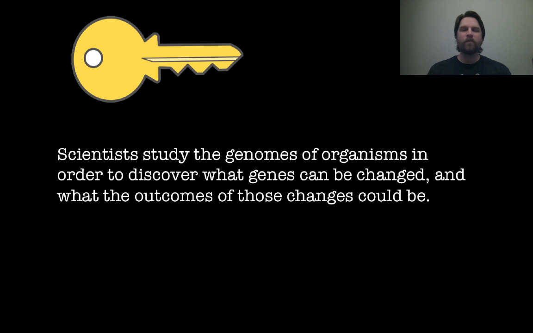So let's get right into it with our first key concept. Scientists study the genomes of organisms in order to discover what genes can be changed and what the outcomes of those changes could be. So we're going to look at a few different examples of how humans have been able to modify the genome or certain genes of different organisms and the different ways in which we do that.